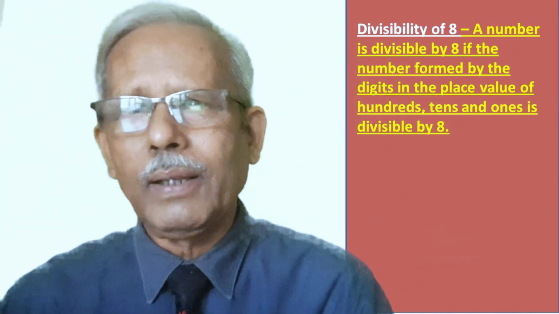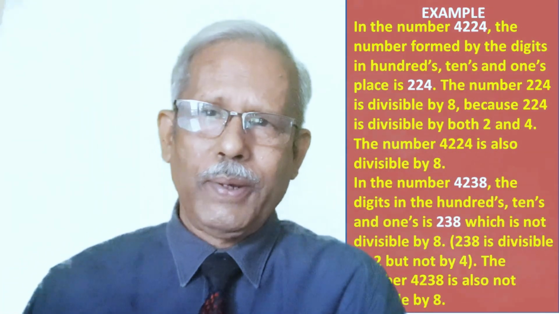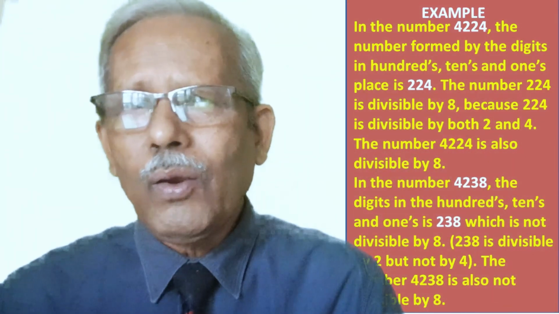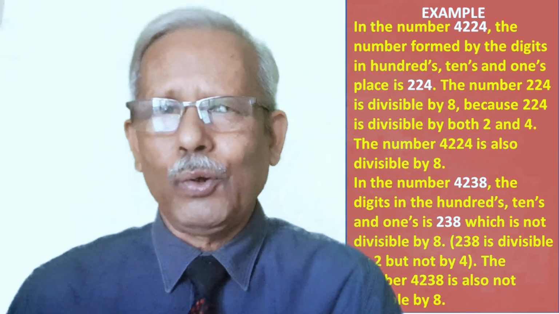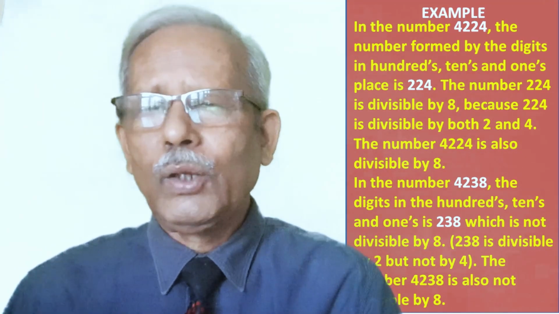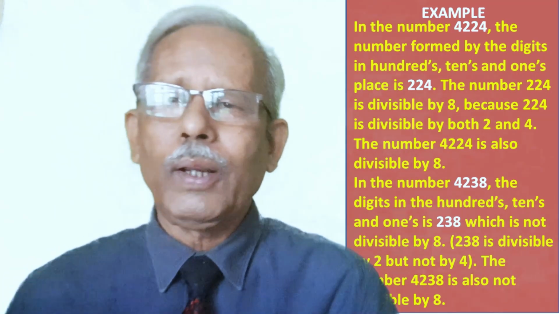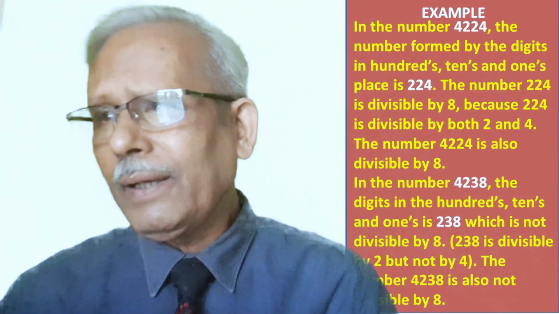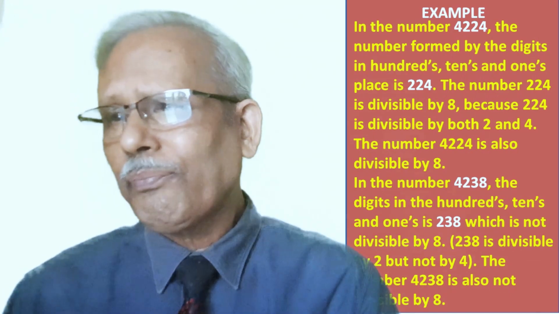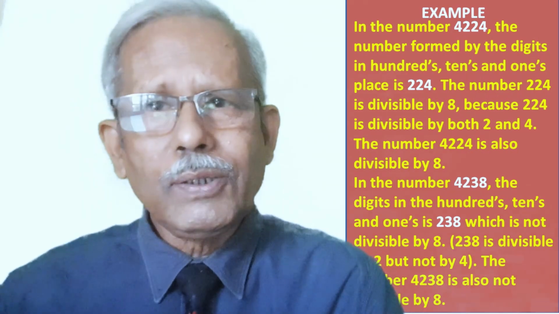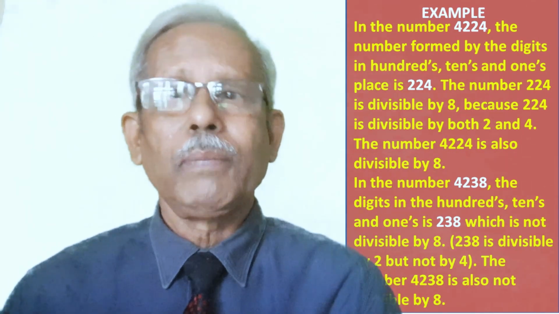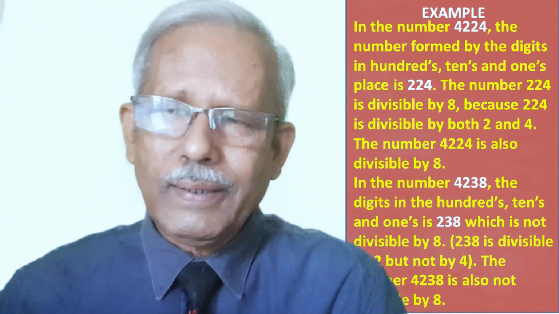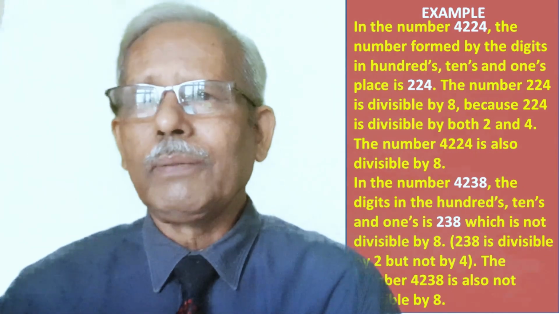Let us take for example the number 4224. Here the digits in the hundreds place, tens place and ones place form the number 224, all three digits from the right side. If this 224 is divisible by 8, then the whole number is divisible by 8. And you can find out it is divisible by 8, because 224 is divisible by 2 as well as 4. So it is divisible by 8 and the whole number is also divisible by 8.